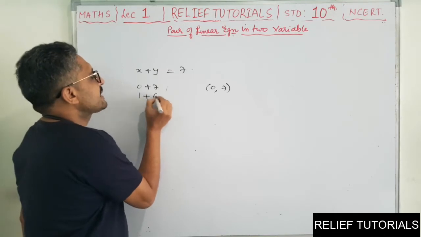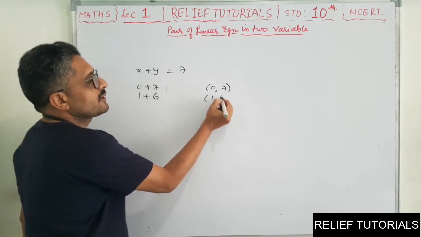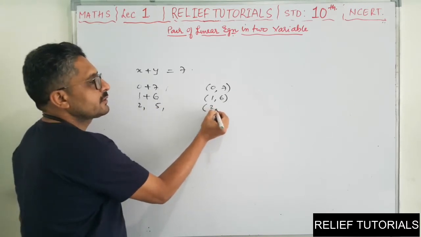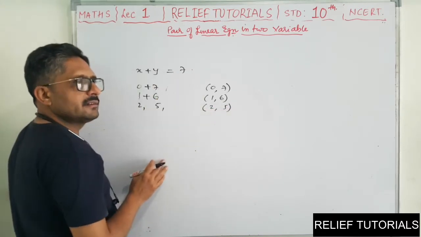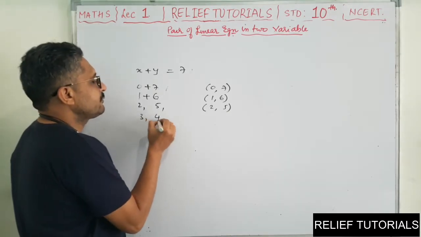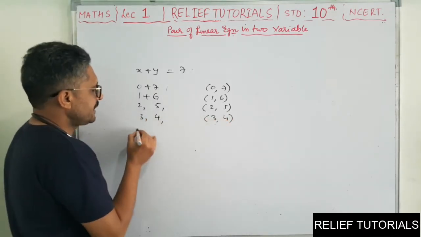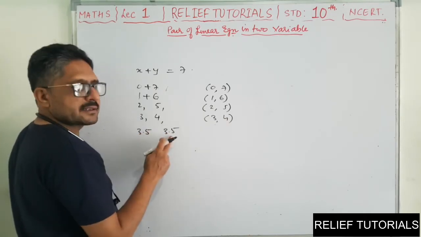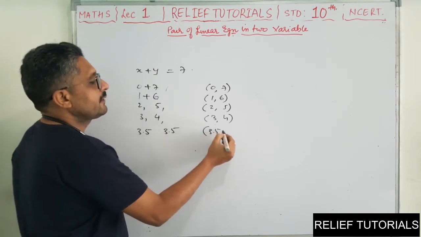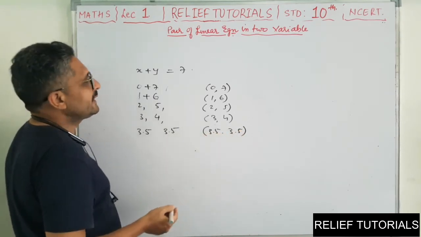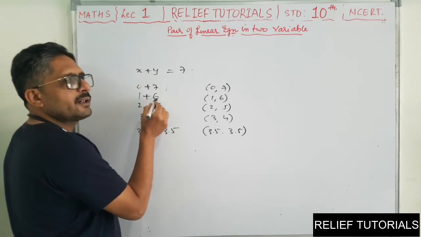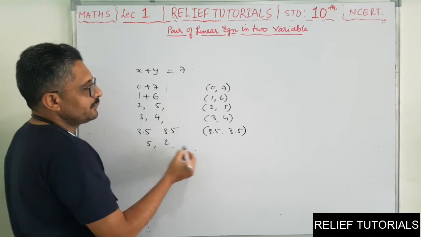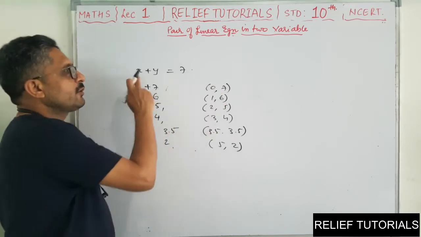Then I can say 1 plus 6, 1 plus 6 equals 7. So this is also one solution. Then I get 2 and 5 as a solution. 2 plus 5, 7. Then I can say 3 and 4 is the solution. I can get 3.5 and 3.5. 3.5 plus 3.5, 7. You will get many solutions. 1.1, 5.9. Okay, 5 and 2. So how many such solutions will you obtain for this equation?